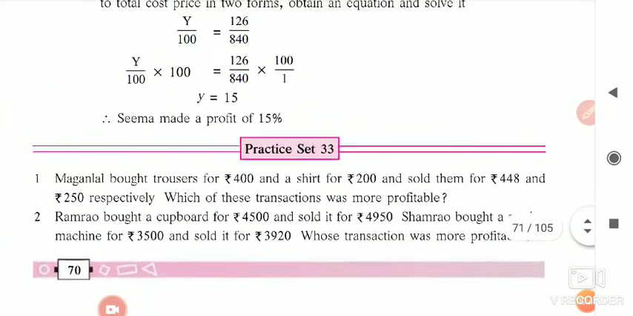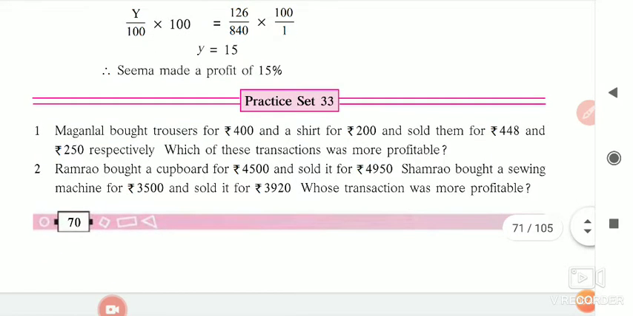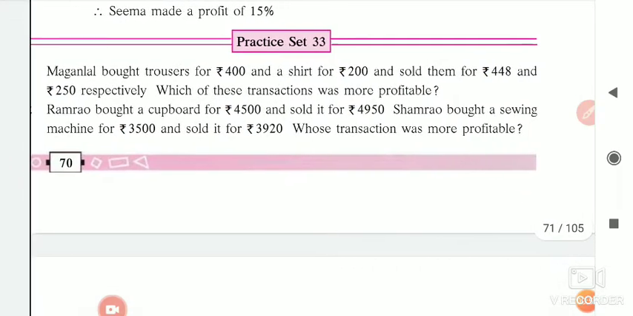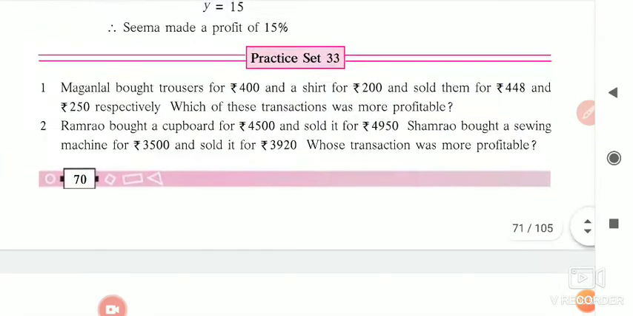Today we are going to solve problems. I sent a video to your mobile, a ready-made video of other teachers. Then we are also taking Practice Set number 33, example number 1.